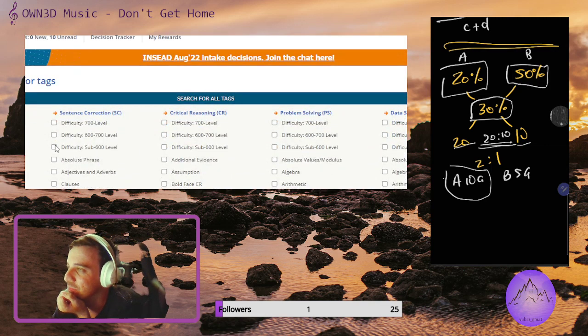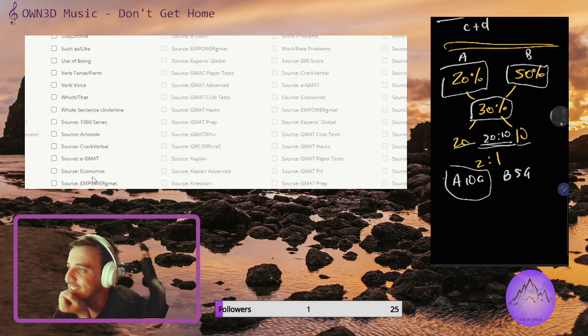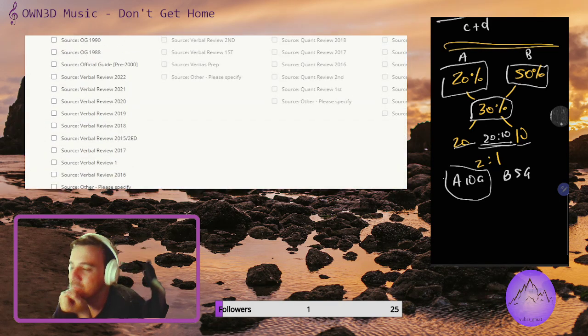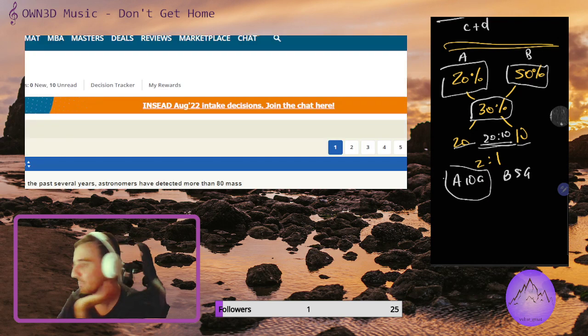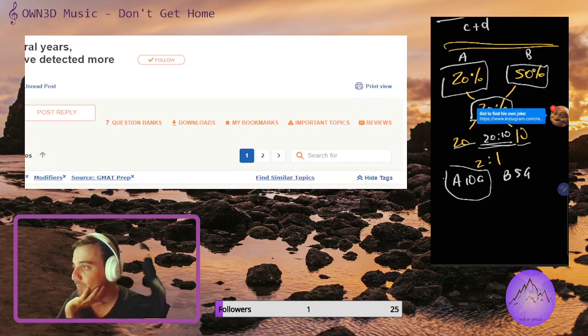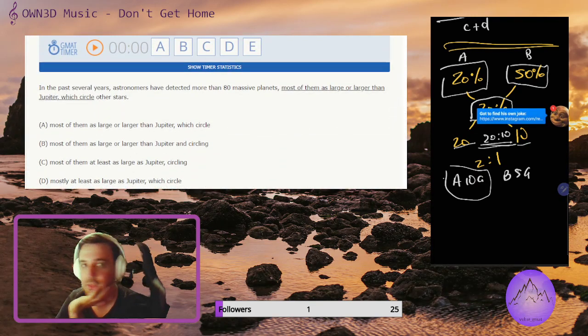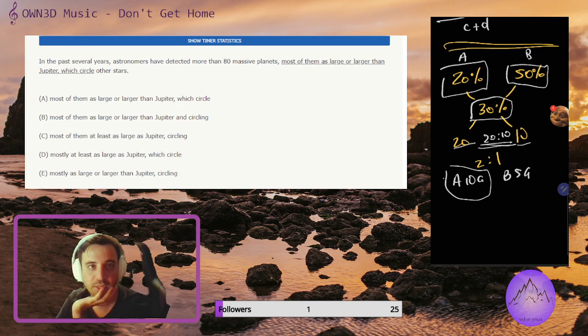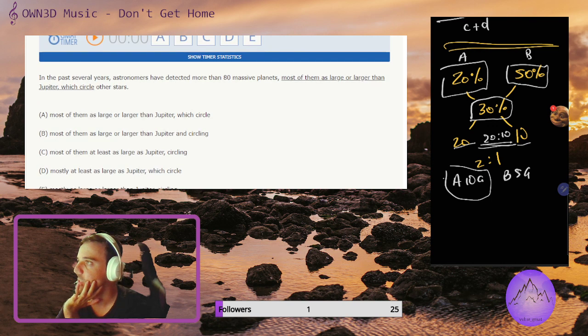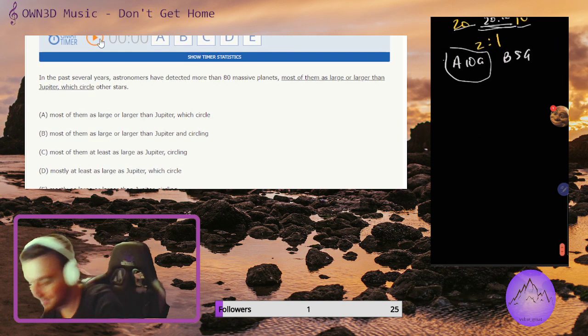I'm gonna try some hopefully easy sentence correction. Now let's just see. Do some verbal for a change. Frame up that whole question or no? Guess I'm gonna have to cut out the timer. All right, let's do it this way. All right, starting the timer. Let's go.